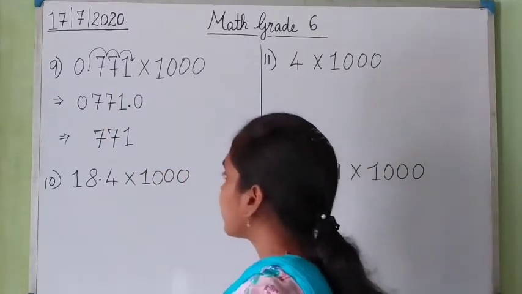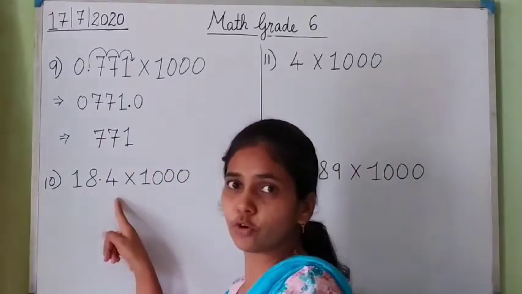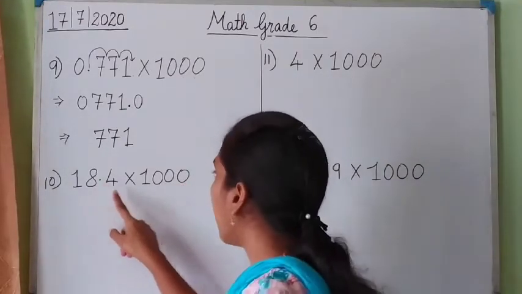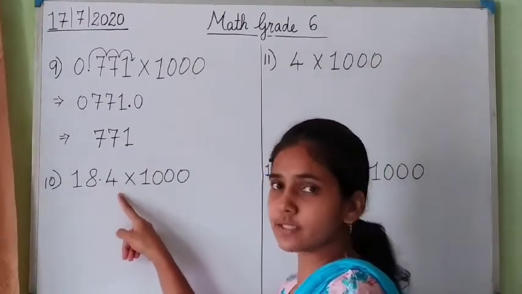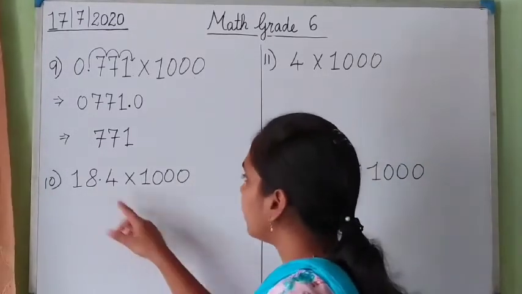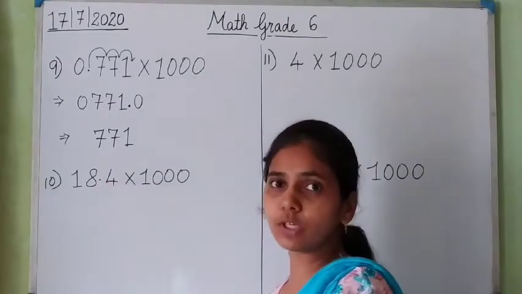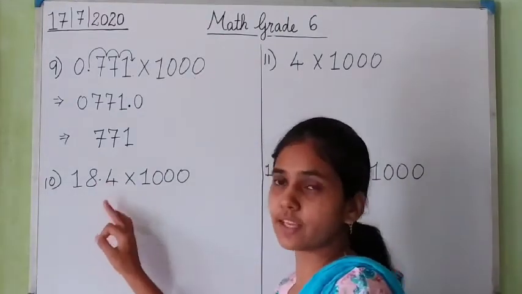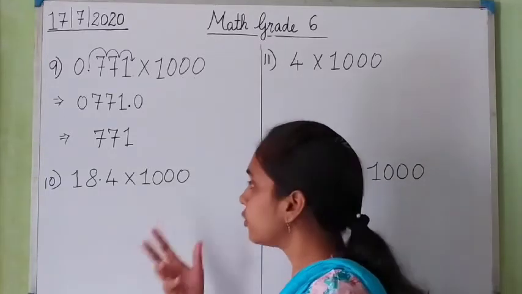Now the next is 18.4 into 1000. So we have to shift this decimal point. How many places towards the right? 3 places. Why? Because there are 3 zeros. But here we can see after the decimal point there is only 1 digit. So we need 2 more digits, right? Because there are 3 places and there is only 1 digit here. So we need 2 more places.